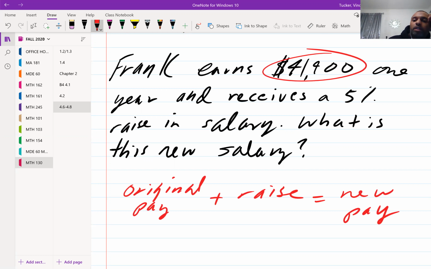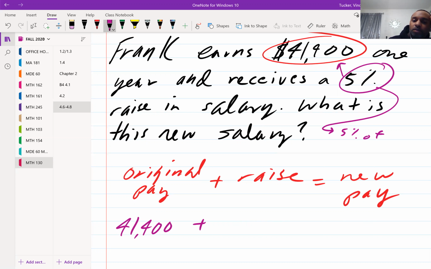All right. Now the raise, he gets a 5% raise in salary. And so that 5% doesn't stand alone. In other words, we don't write 5% right here. And if you want to convert it to a decimal, of course, we don't write 0.05 right there. It didn't say a 5 cent raise, it's 5%. So whenever you have a percentage, you're talking about a percentage of something. Well, the only thing that existed was the original salary. So you're talking about 5% of original pay.